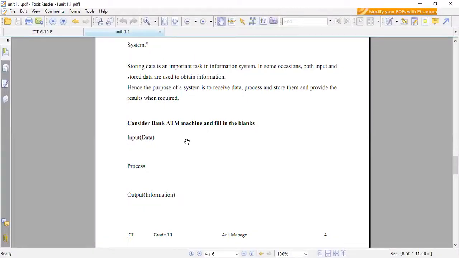So consider the bank ATM machine as a system and fill in the blank. Find out what are the inputs for the ATM machine, what are the processes that can be done in the ATM machine, and what are the outputs or the information from the ATM machine. Try it out and send me your answers through the chat.